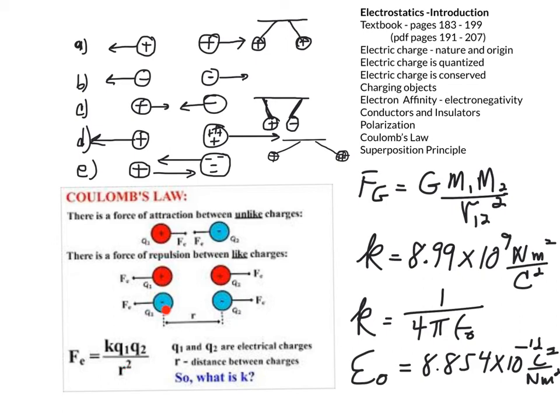So if two objects are a distance r apart, and then I separate them, I move this so it's twice as far away, that's going to be a 2 squared in the denominator. In other words, the force will be 1/4. And if I moved it twice as close, right, halfway, then the force would be 4 times greater.